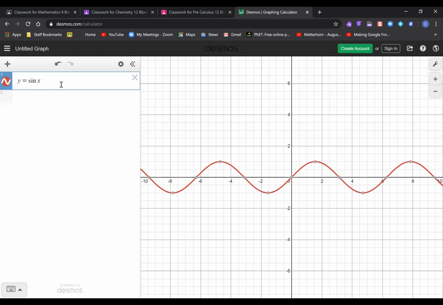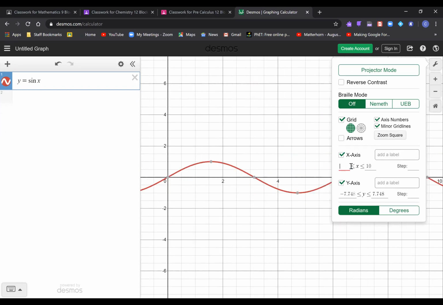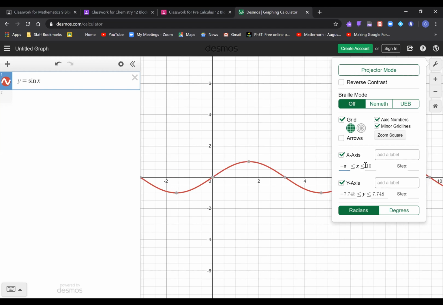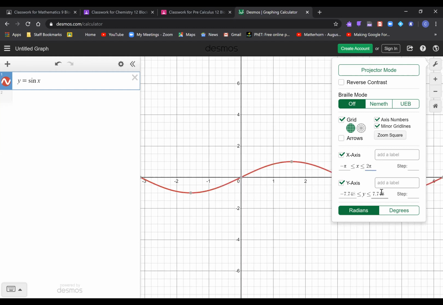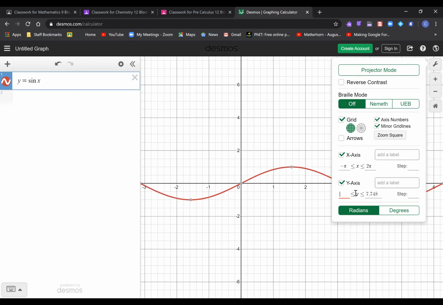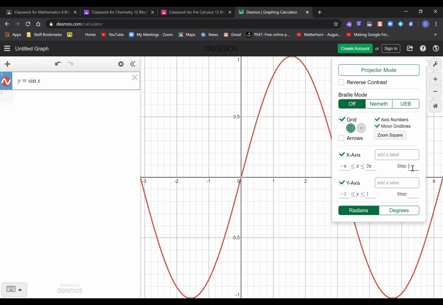Okay, so there's what a sine curve kind of looks like, but the axis is a bit out here, and so I'm going to go up to this little wrench here, and I'm going to change this to my x values. Let's go from maybe let's work in radians here. So let's work at negative pi, and then going all the way to 2 pi. And you actually just type in the letters pi, and the little pi symbol pops up. And I'm going to change my y-axis to -1 and 1.